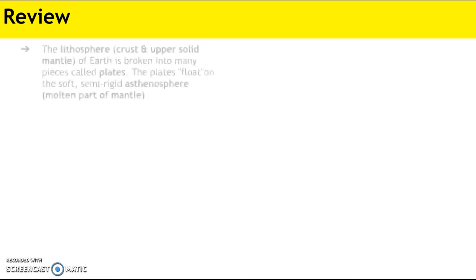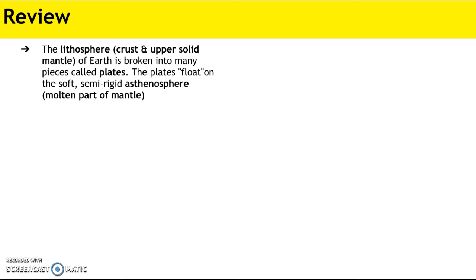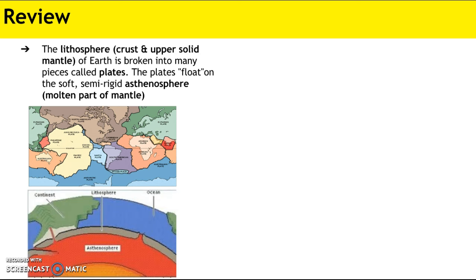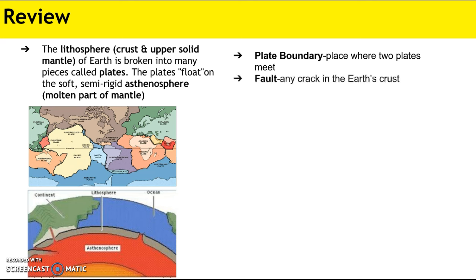Before we get started, I just wanted to review a couple of important things with you. First of all, we want to remind ourselves that the Earth is made up of a lithosphere, that rigid upper part of the crust that's broken up into pieces called plates. These plates float on top of the kind of molten, liquid-like layer called the asthenosphere. We also want to remember that a plate boundary is where two plates meet, and a fault is any crack that occurs in the Earth's crust.